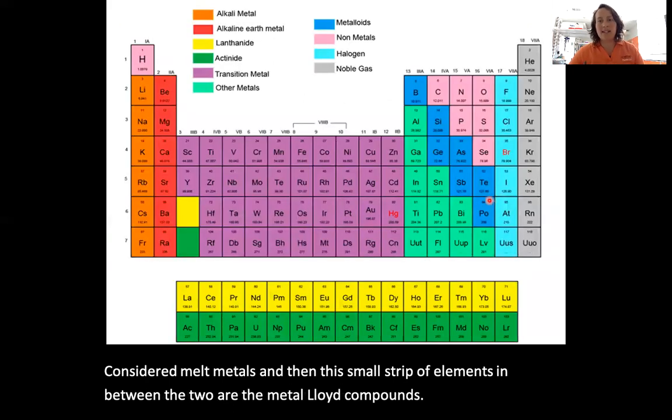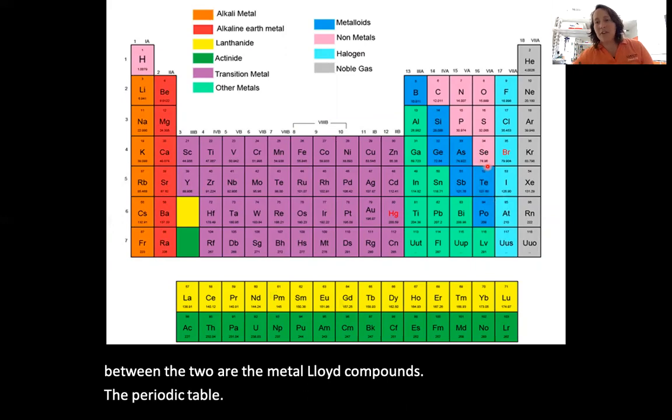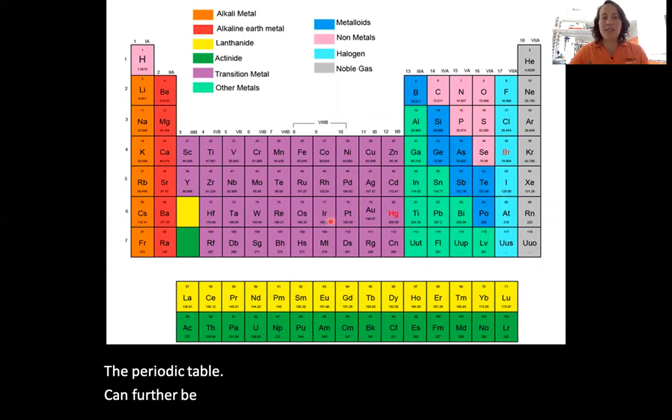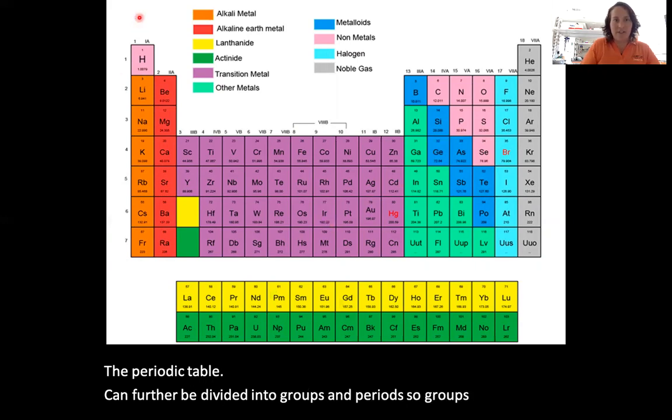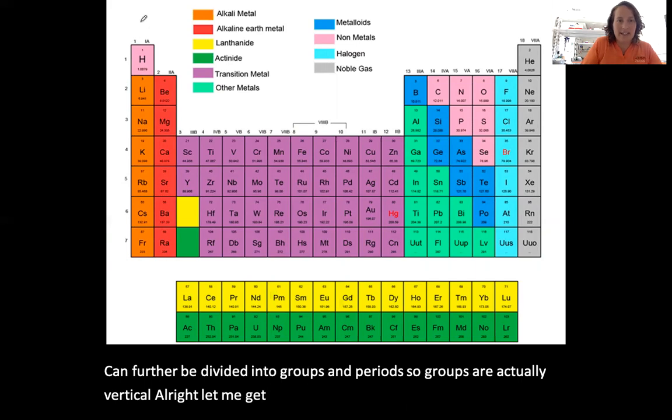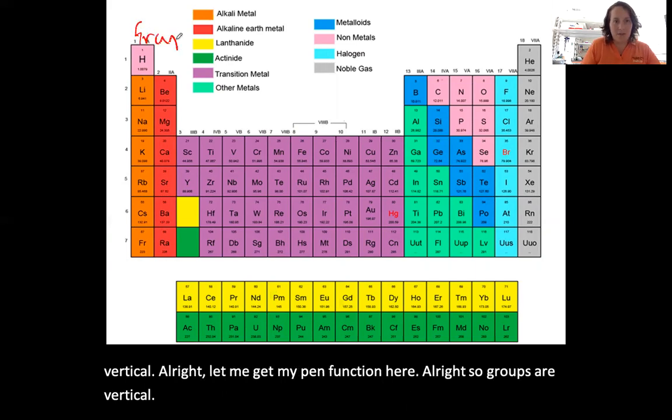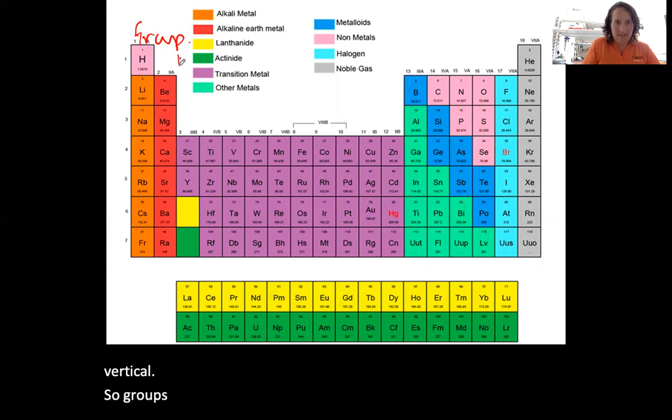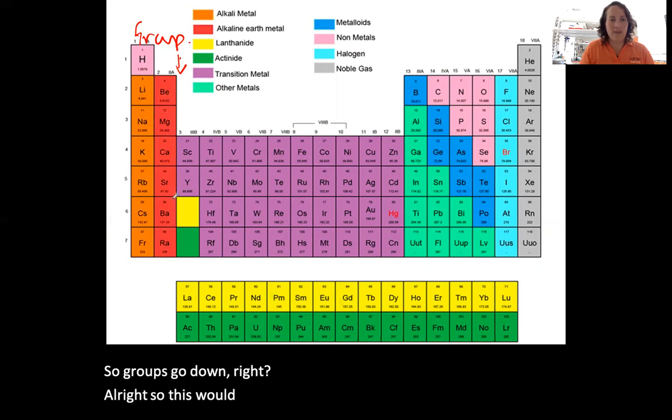The periodic table can further be divided into groups and periods. Groups are vertical. Let me get my pen function here. So groups go down. This would be group 1, that's group 2.